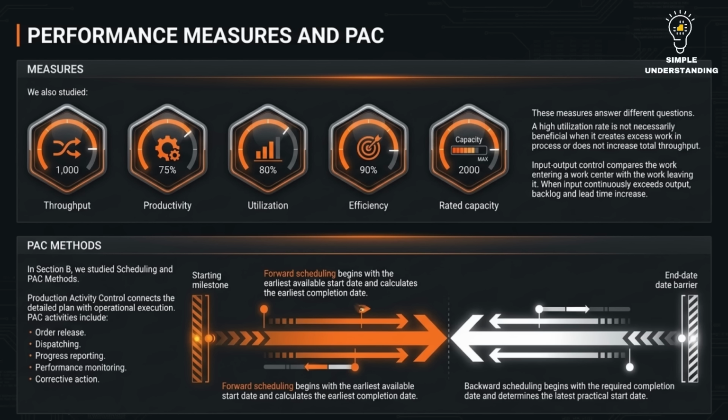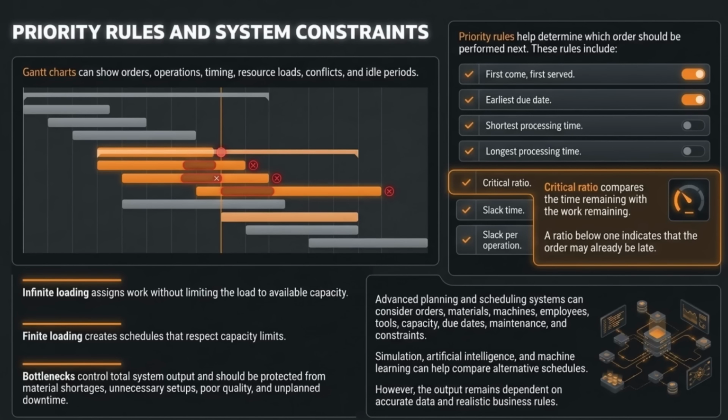In Section B, we studied scheduling and PAC methods. Production activity control connects the detailed plan with operational execution. PAC activities include order release, dispatching, progress reporting, performance monitoring, and corrective action. Forward scheduling begins with the earliest available start date and calculates the earliest completion date. Gantt charts can show orders, operations, timing, resource loads, conflicts, and idle periods.